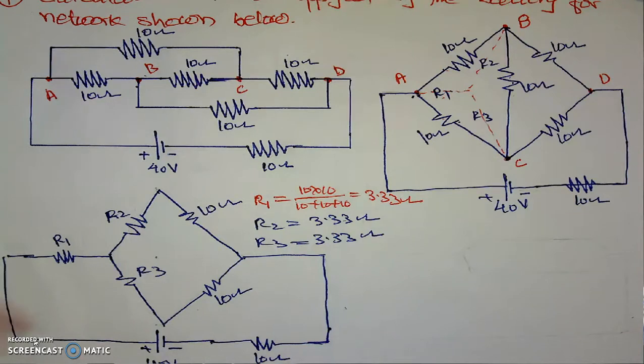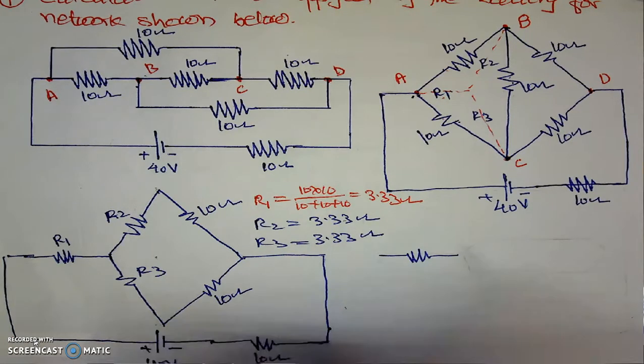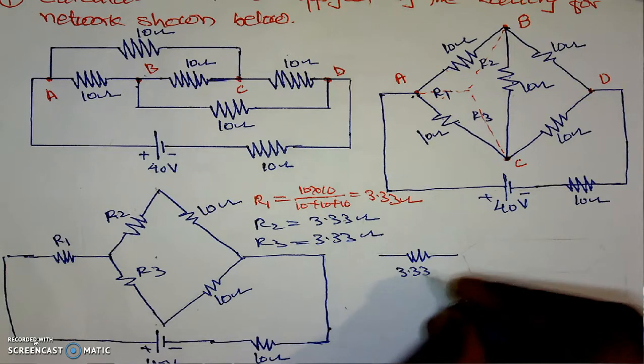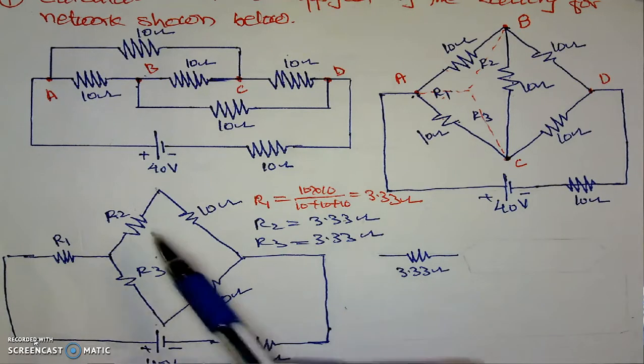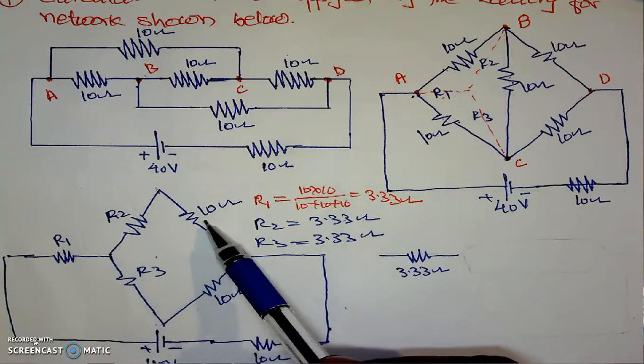Now we know the values of all the resistances, so we can simplify this figure. Its next figure will be something like this. Here is one resistance R1, which is 3.33 ohm. I will keep it as it is. Now this R2 is in series with this 10. R2 is in series with the 10.